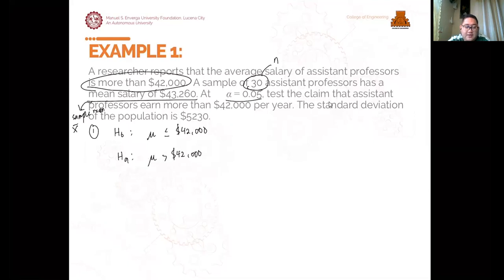So si 0.05 is yung type 1 error natin, no? So if you can recall yung last session natin, we already discussed that. Then, ang sabi niya, test the claim that the assistant professor earn more than $42,000 per year. So, itest daw natin yung claim. So, ibig sabihin, si alternative yung claim natin. So, ito yung kiniklaim ng problem. Then, the standard deviation of the population is 5,230. Okay? So, first step natin, na-identify na natin kung ano yung claim.